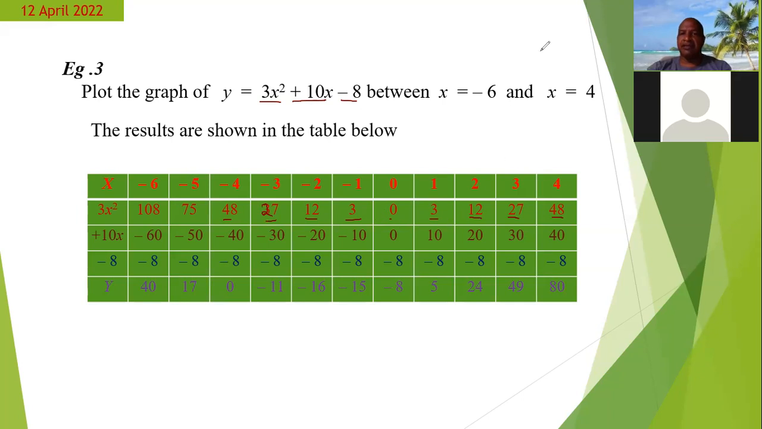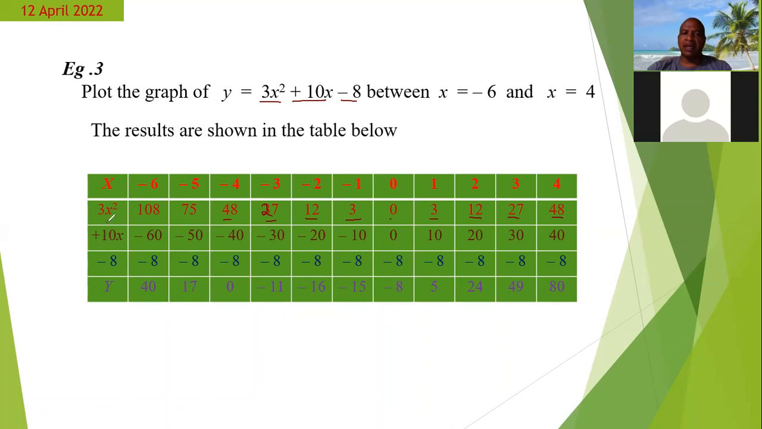So if you're not getting the same values to the right when you're squaring them and multiplying them, then maybe you're doing something wrong. All right, guys? All right, so next we want to calculate the row now with plus 10x.